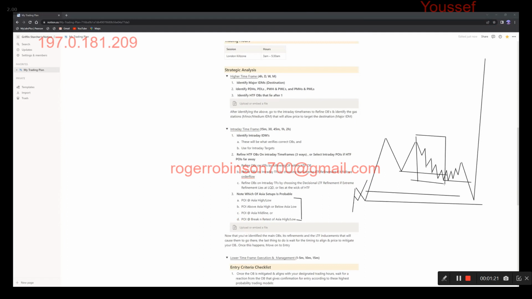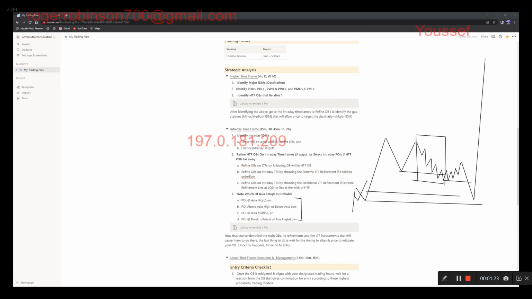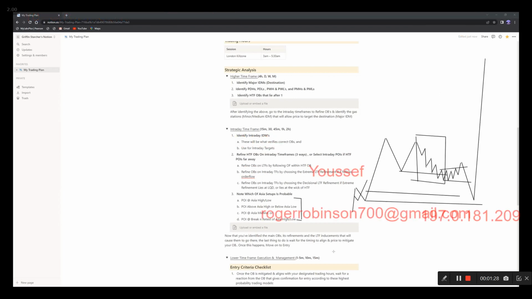After this, now that you've identified the main order blocks, its refinements, and the lower time frame inducements that will cause price to get here, right? Inducements cause price to get here. The last thing that's left to do is wait for timing to align and wait for price to mitigate your OB. Example, this could be 3 a.m. and the order block could be mitigated.